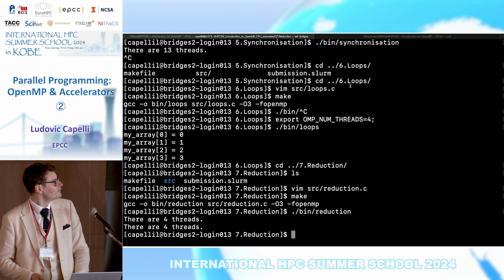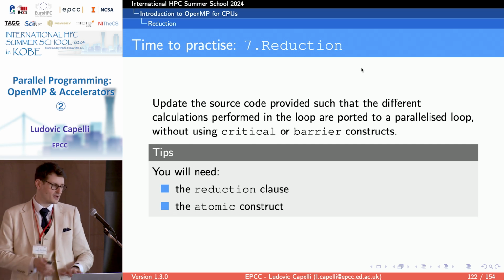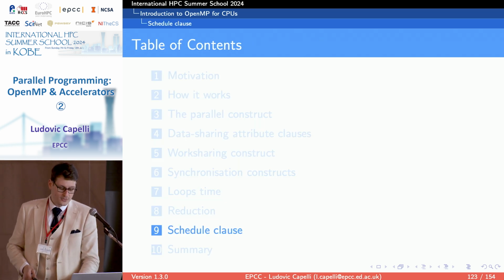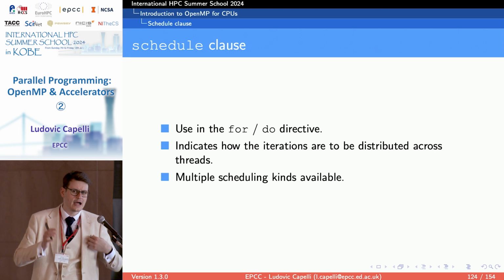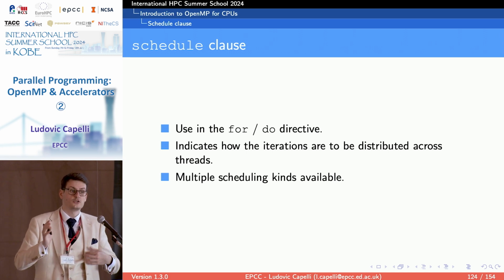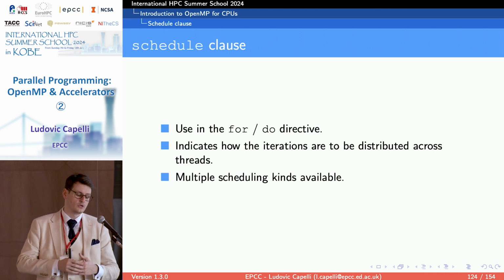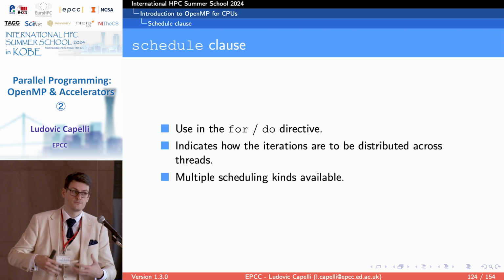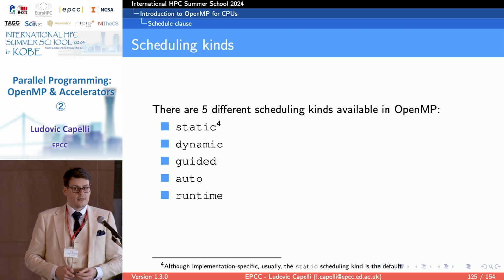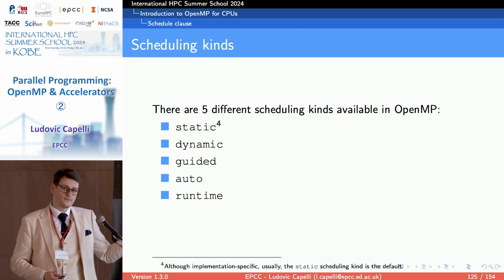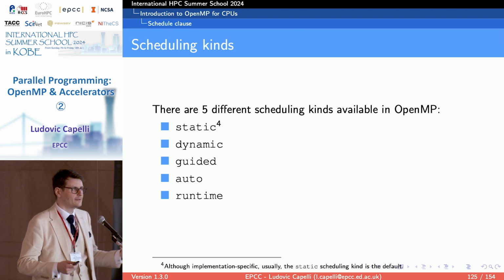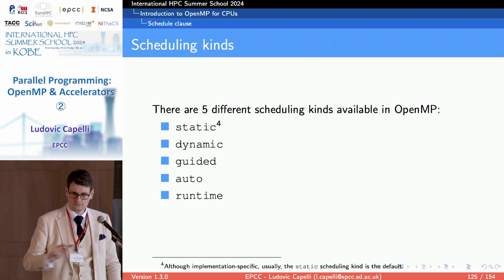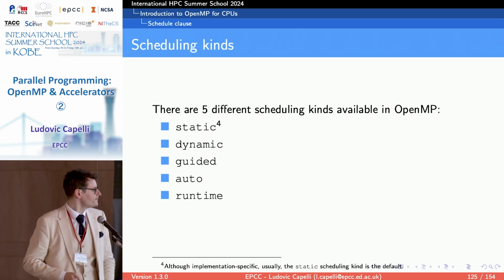Now let's move to the final topic of the day. We have 20 minutes to cover it, we should be good. The schedule clause. That works on loops. It's going to determine how your iterations are going to be distributed to your threads. So that's where you start to have what we call load balancing to improve performance. There are 5 available. The first one is what's done by default. It's implementation specific, but what seems to be the default.